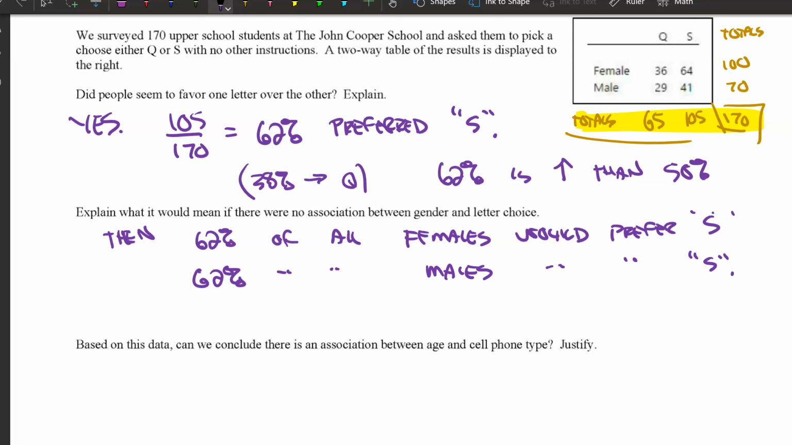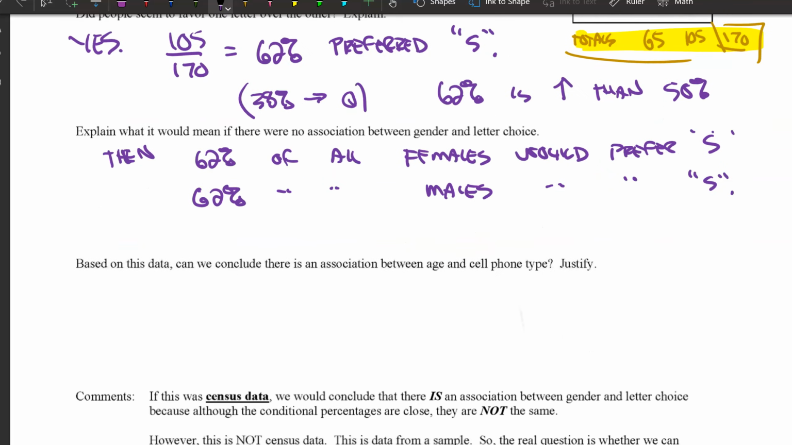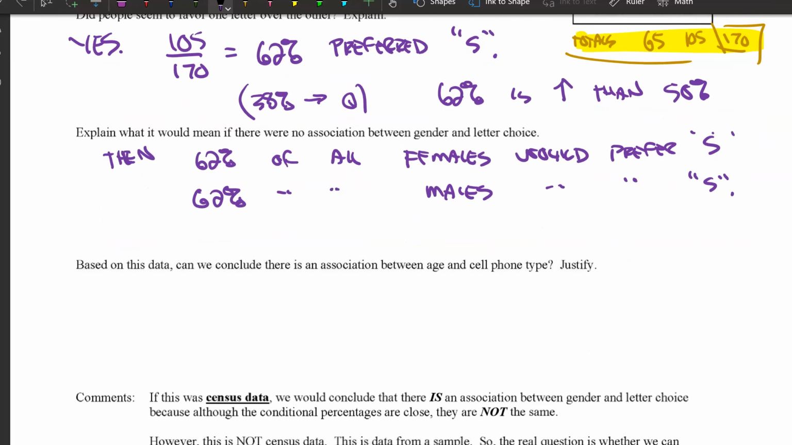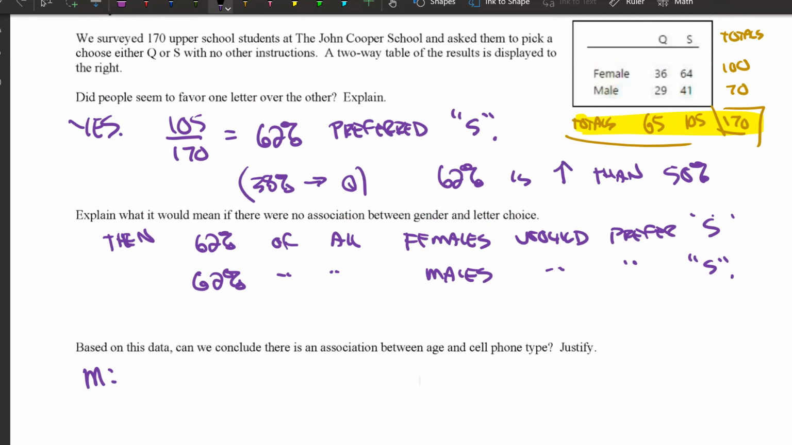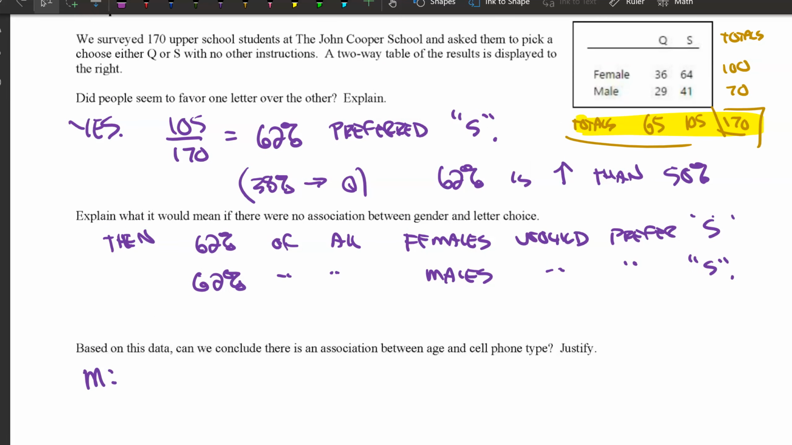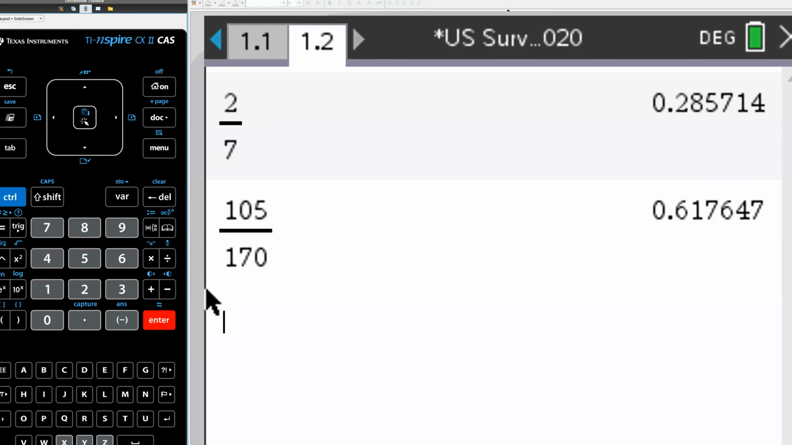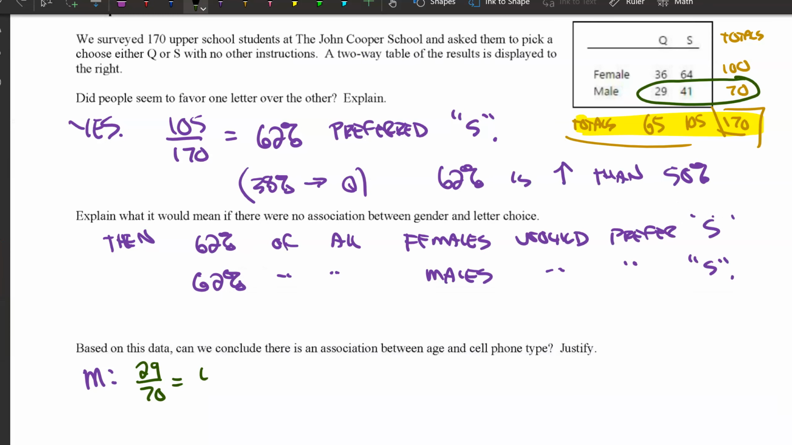Based on this data, can we conclude that there's an association? Let's first calculate it. Let's take a look at the males. So for males, now we're looking at a conditional distribution. What's the distribution of letter choice for males? Well, 29 out of 70, or 41%, preferred S.